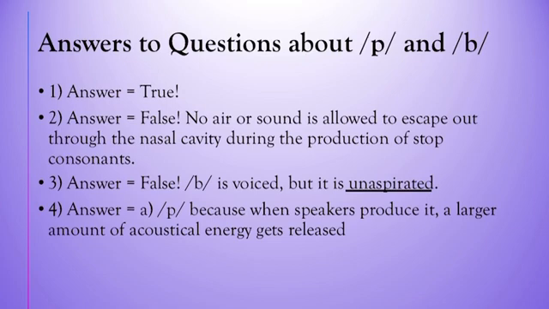Here are the answers to each of the questions. The answer to number 1 is true. The answer to number 2 is false, because no air or sound is allowed to escape out through the nasal cavity during the production of stop consonants. The answer to number 3 is also false. B is voiced, but it is unaspirated. And the answer to number 4 is A, which says P because when speakers produce it, a larger amount of acoustical energy gets released.